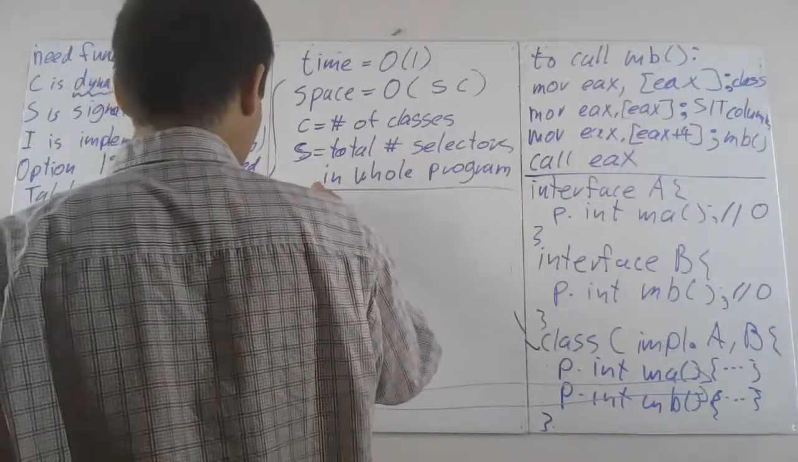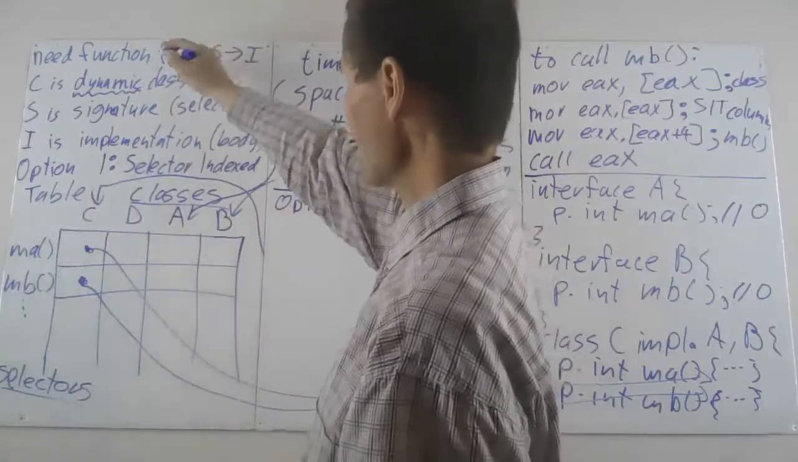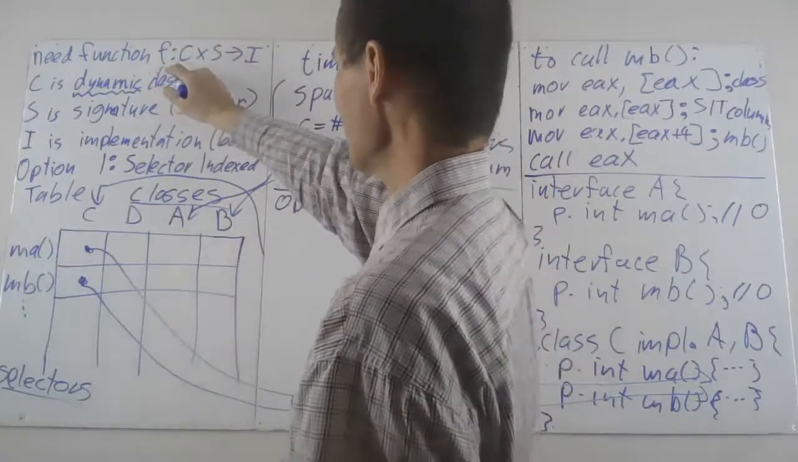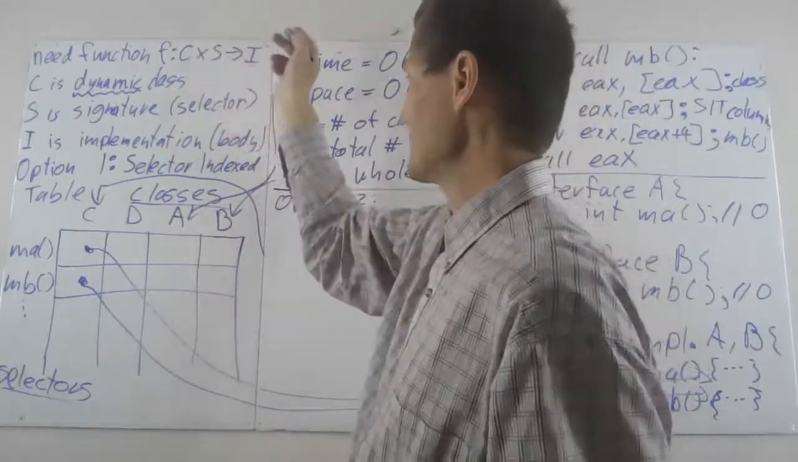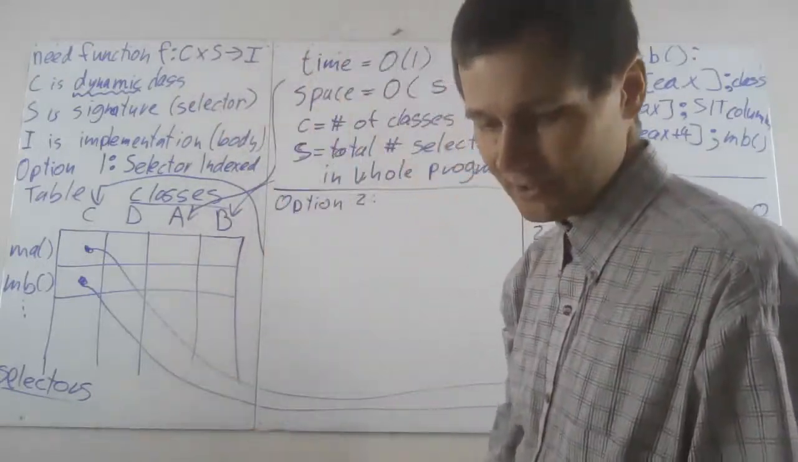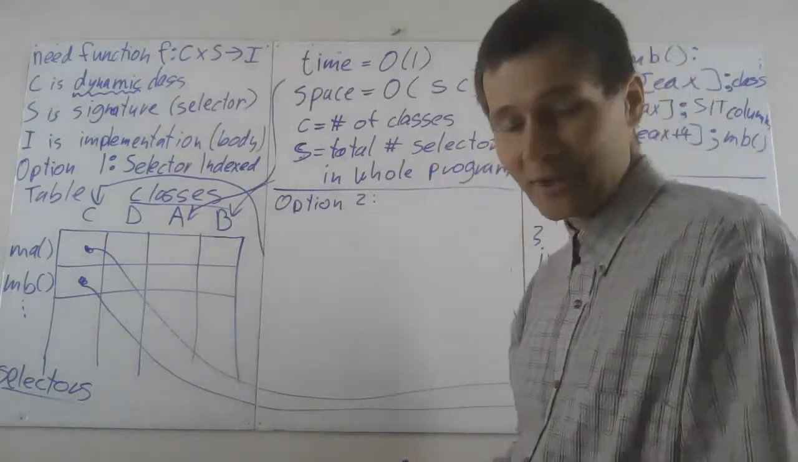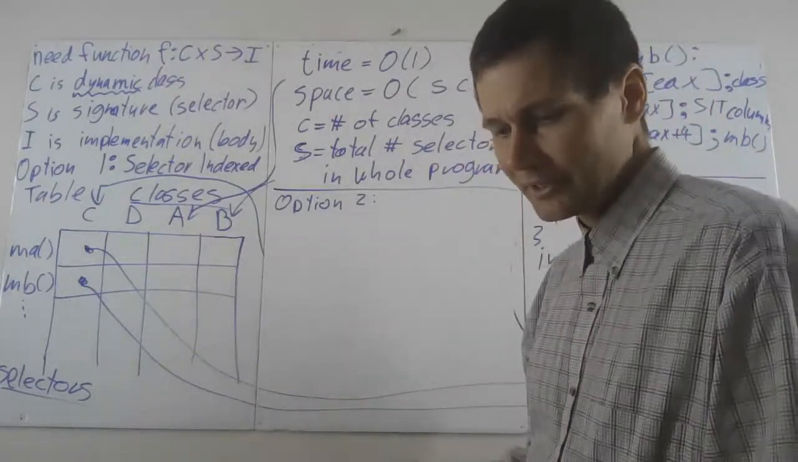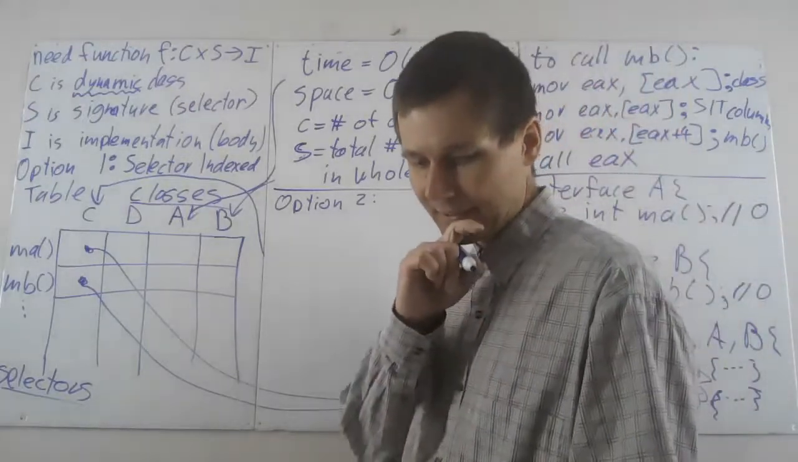Option 2. So, going back to what we are doing: we need to implement this function that takes pairs of C and S and maps them to addresses, right? What's another way of implementing such a lookup function? Well, it's to use a hash table, right?